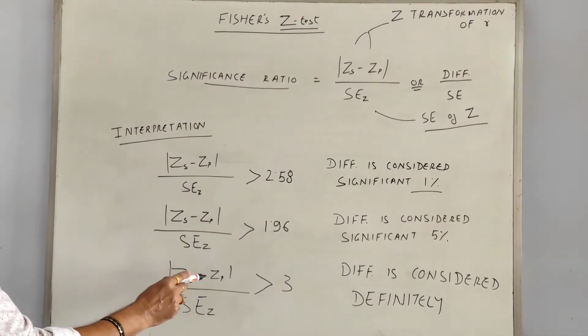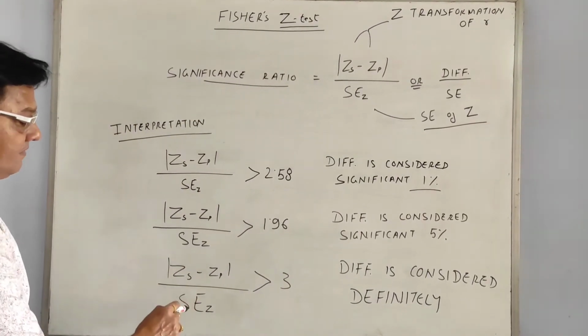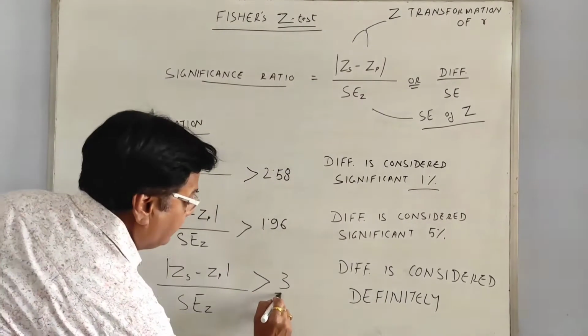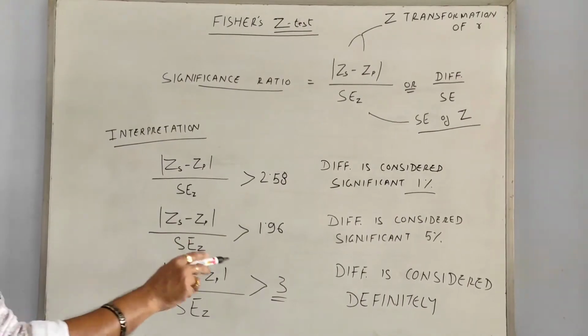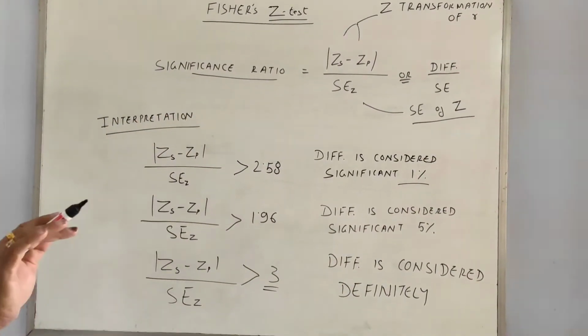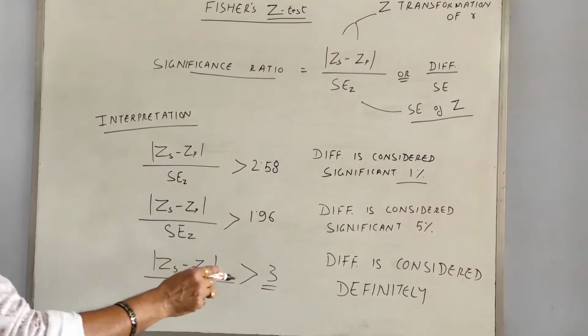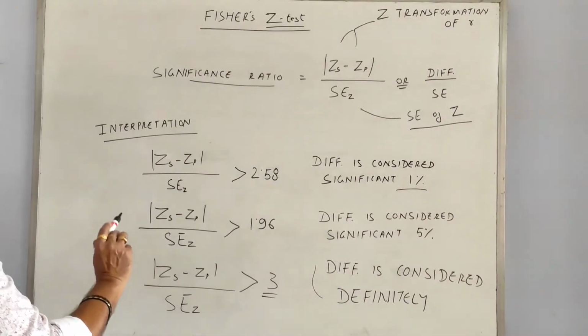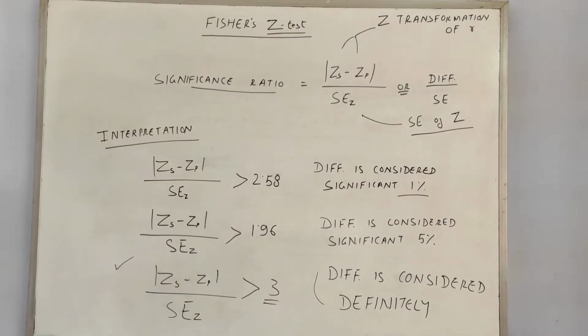But if the absolute value of Zs minus Zt, divided by the standard error of Z, is greater than 3, that means the difference is considered definitely significant. In this case there is no question of probability; it is practically certain that our conclusion is correct, that the difference is significant.